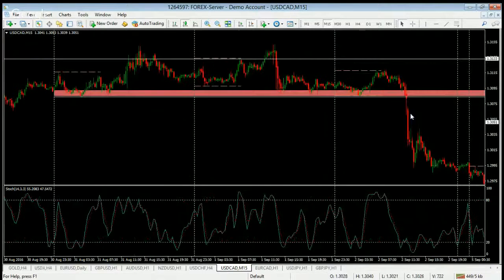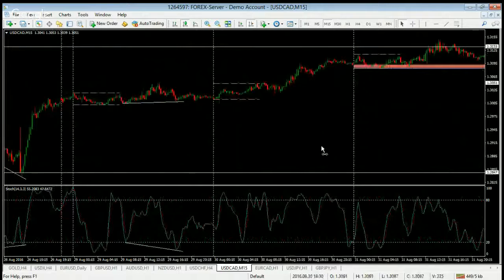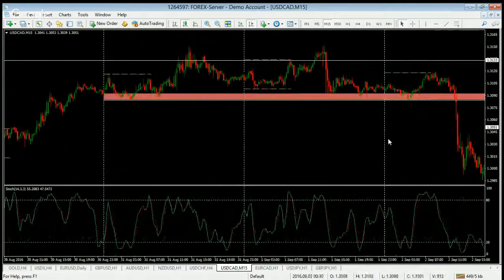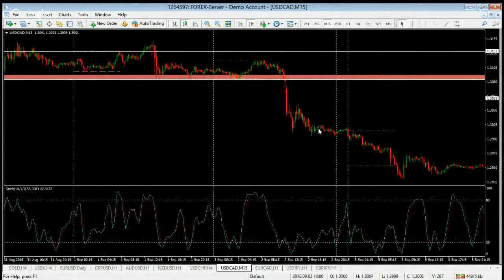This was a Friday trade. Okay, this was a Tuesday. You see, Tuesday. It was a Thursday. So Tuesday, Thursday, Friday, they're actually good trading days. And check this out, the time of day of the week.